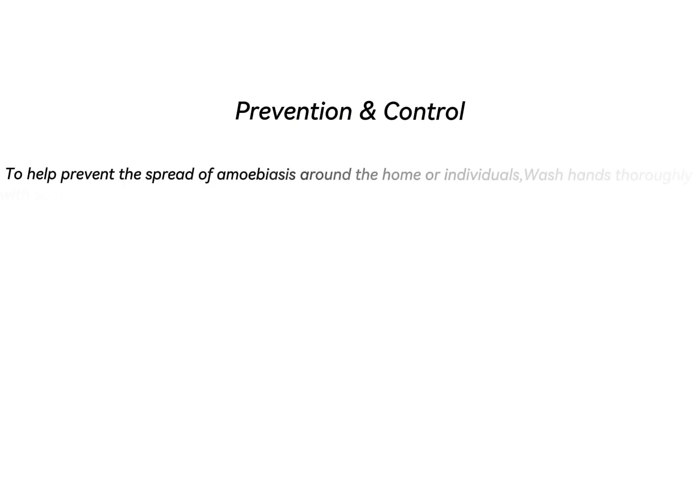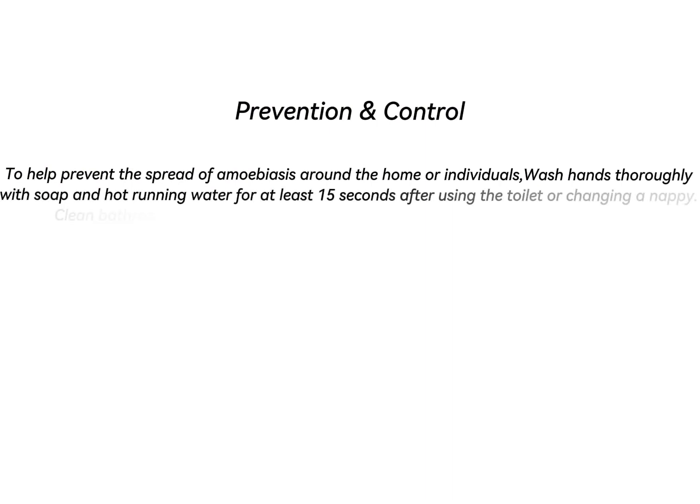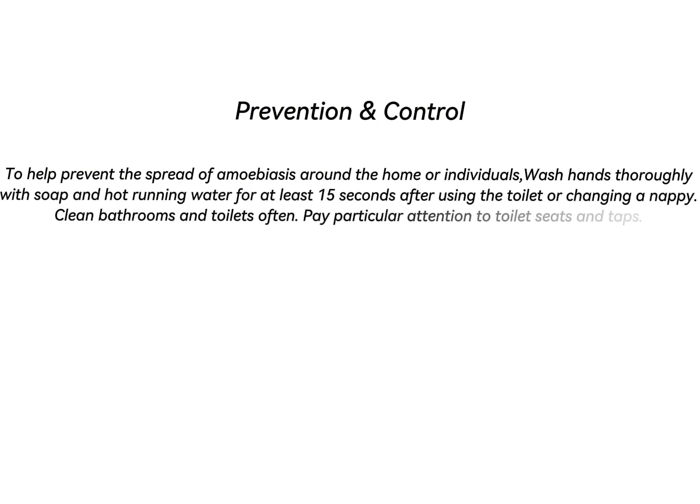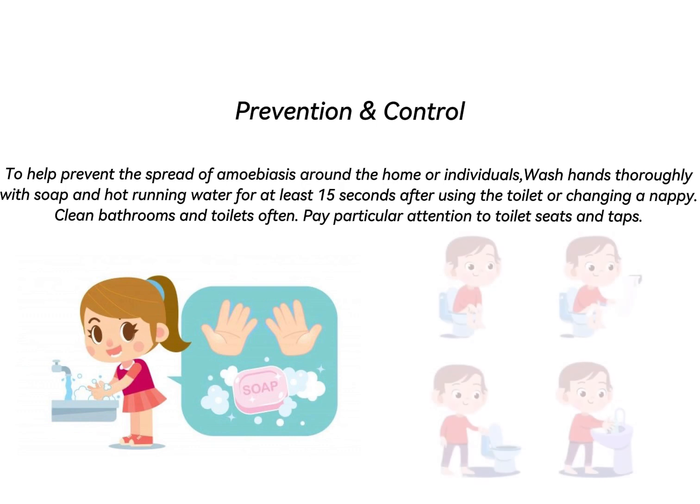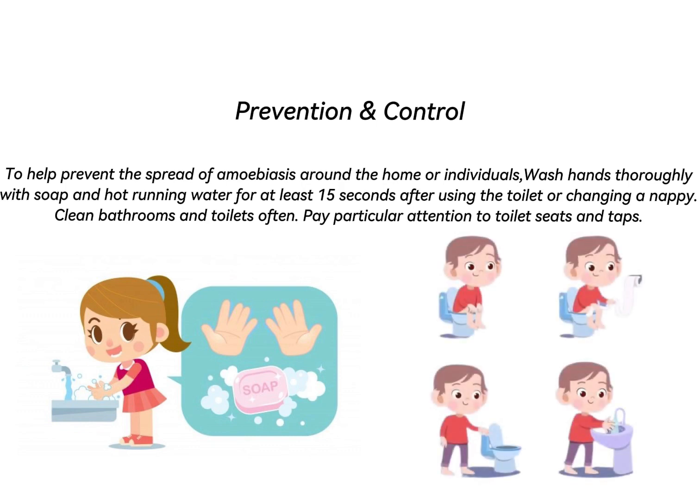So how do we prevent and control Entamoeba histolytica? To help prevent the spread of amoebiasis around the home or among individuals, wash your hands thoroughly with soap and hot running water for at least 15 seconds after using the toilet or changing a nappy. Then, clean the bathrooms and toilets often. Pay particular attention to toilet seats and taps.